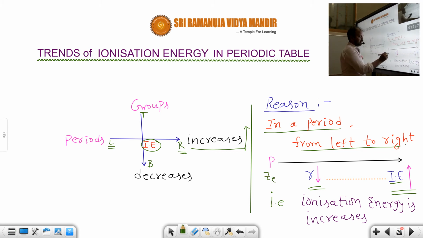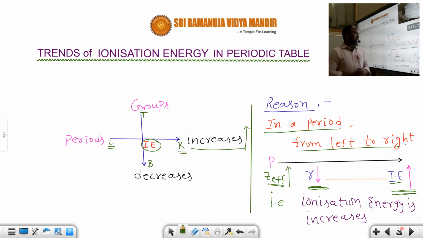I hope that you are very clear. From left to right in the periods, effective nuclear charge increases. Effective nuclear charge and radius are inversely proportional to each other. So whenever attraction on the outermost electron is more, distance decreases, and atomic radius decreases. Effective nuclear charge increasing means the net attraction on the outermost electron increases. When the net attraction increases, distance decreases, so radius decreases. Whenever radius decreases, ionization energy increases, because radius and ionization energy are inversely proportional to each other, as I already explained in the previous slide.